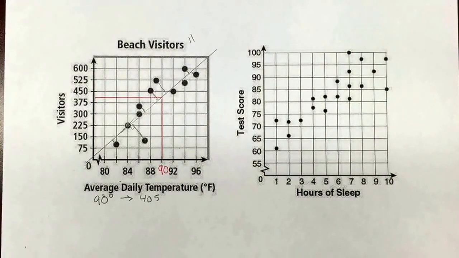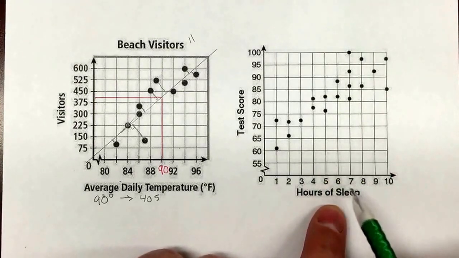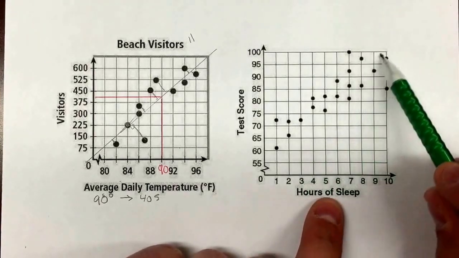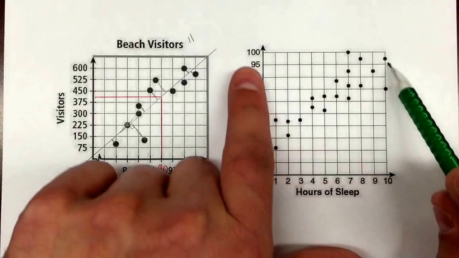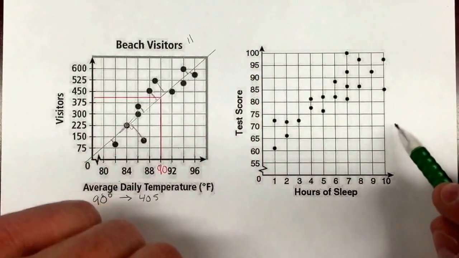Let's try a little one now. Let's do this one right next to it here. This one says hours of sleep and test scores, so it looks again like a positive correlation. Notice that you have them going up as they go to the right, which means that the more sleep you get, the better grades you get. We talked about this in class as one of the types of correlations you can have.